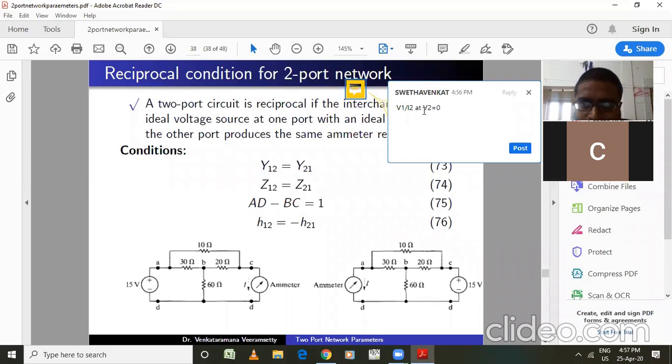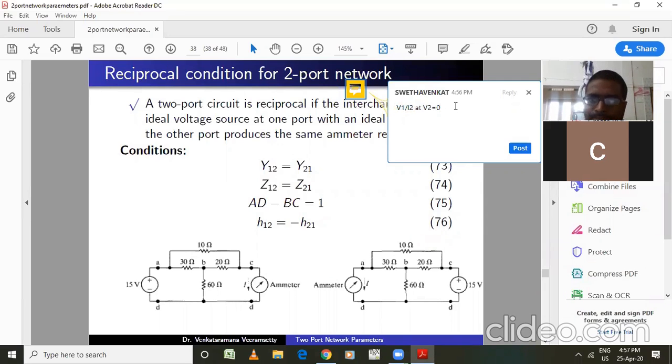I think you accepted this, because at the second port I am taking the ammeter. When we connect the ammeter, it is a short circuit. If it is a short circuit, then the voltage at the port is 0. Ammeter has 0 internal resistance, and 0 internal resistance means it is a short circuit. So V2 equals 0, because the second port voltage is 0. And we are calculating the ratio between excitation and response, that is V1 by I2 at V2 equal to 0.